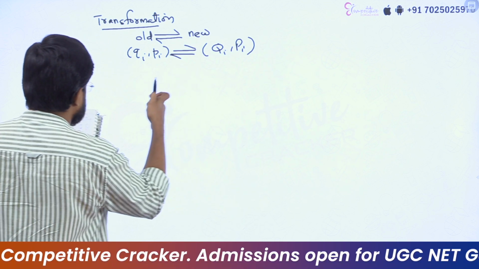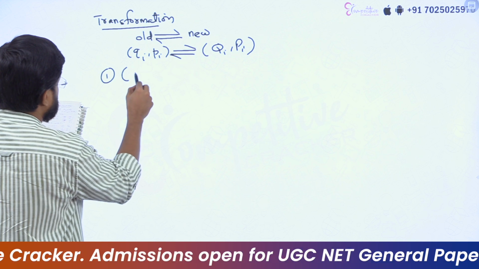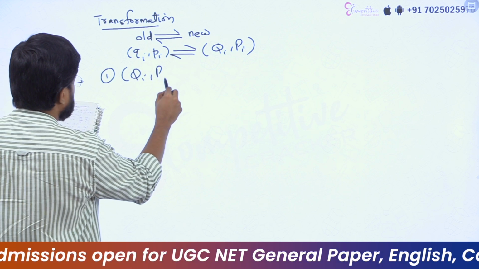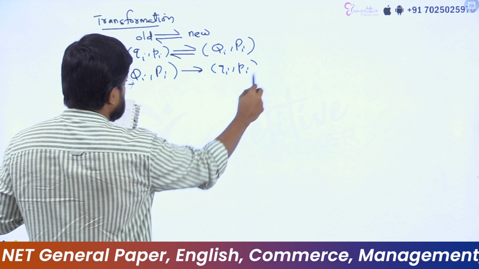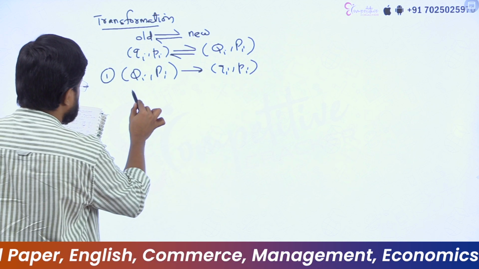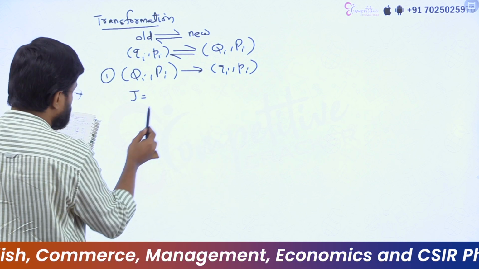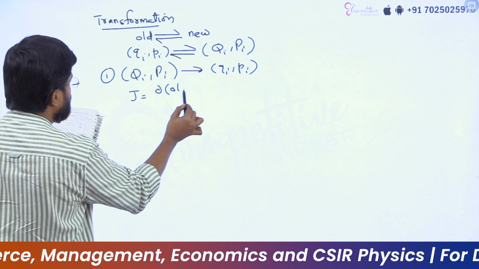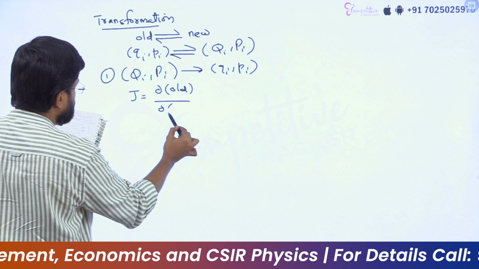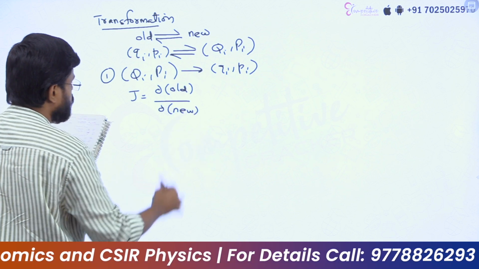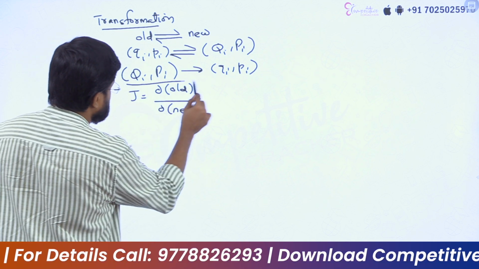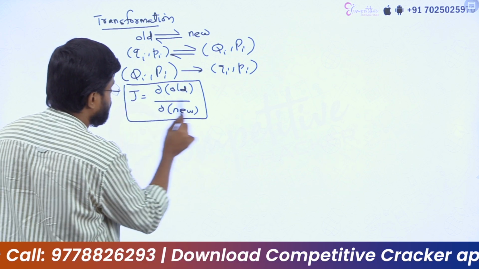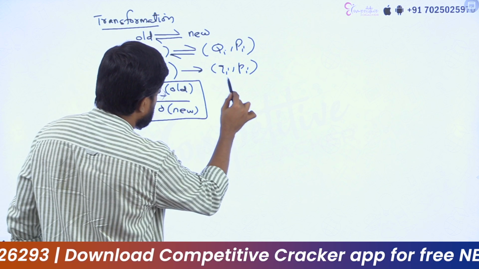So if I think of it like this, I am transforming from capital Q, capital P to small q, small p. The Jacobian J will be equal to dou old by dou new. You should know how to write the Jacobian. J is equal to dou old by dou new.